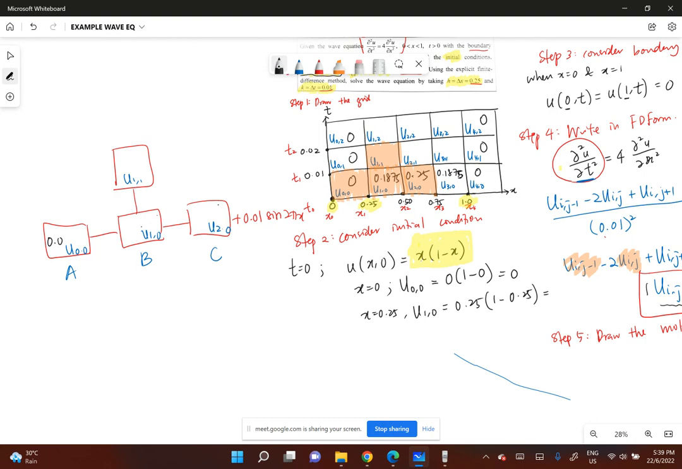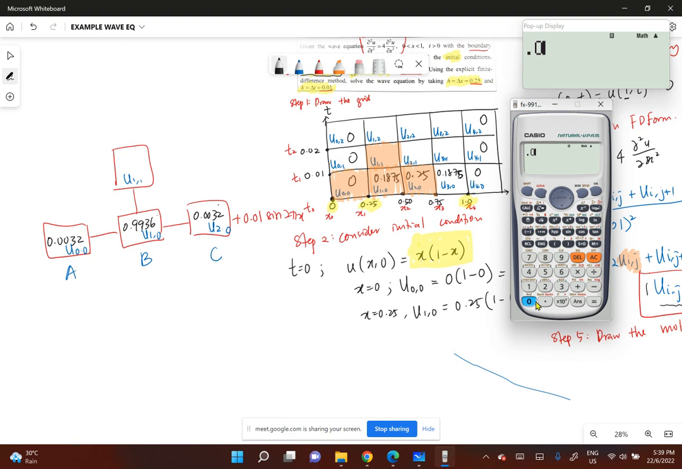So, this is 0.0032, 0.9936, 0.0032 kat sini. So, key in the formula 0.0032 alpha A plus with 0.9936 alpha B plus 0.0032 alpha C, and then have to add plus 0.01 sine. Make sure you are in the radian mode. If you are not in the radian mode, you have to change to the radian mode, okay?